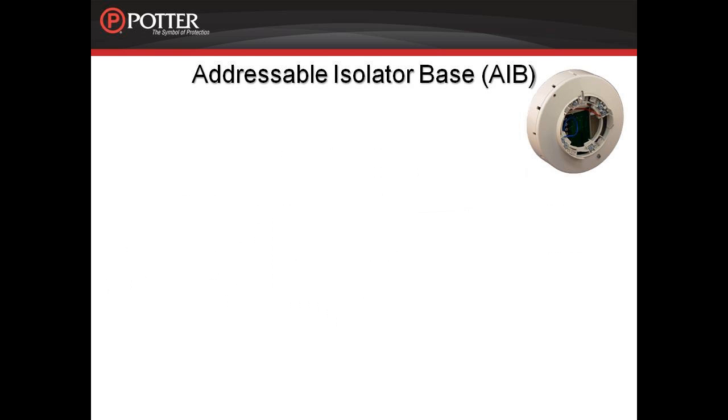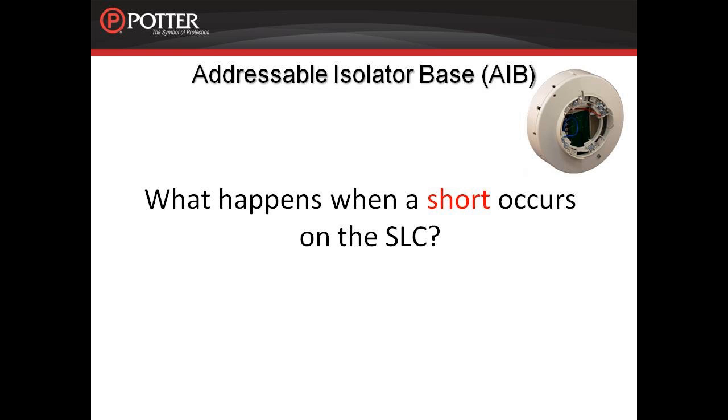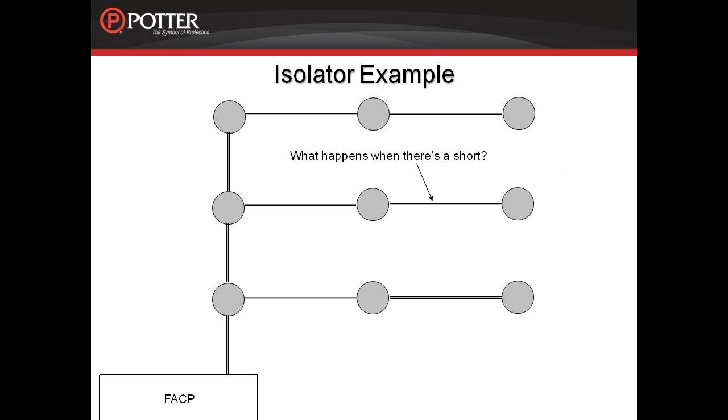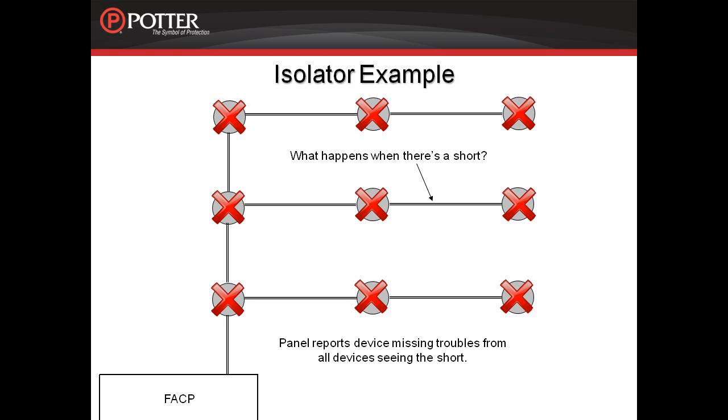The last base we're going to cover is the AIB, or isolator base. Before we talk about the base itself, I want to first discuss why an isolator would be used. To understand why an isolator would be used, we first need to understand what happens when a short occurs on the SLC. When a short occurs, say here, where the arrow indicates, it prevents communication on that circuit, effectively rendering the entire loop disabled. The panel reports all the devices missing.